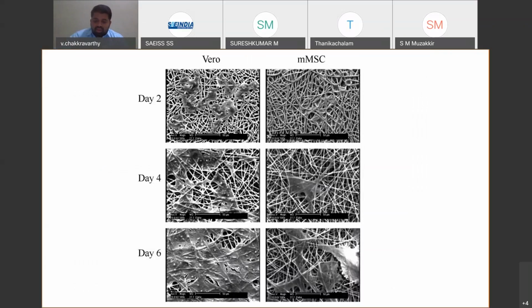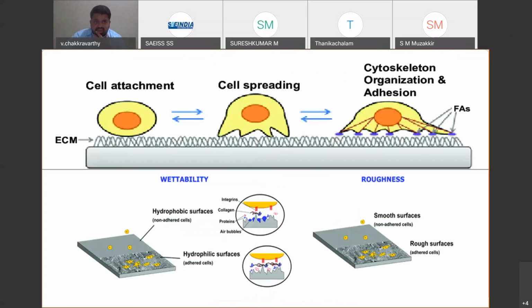So cell proliferation means the growth of human bone cells. That is called cell proliferation. Here we have shown how cells adhere to the implant surface. It is completely based on the surface roughness. If your surface roughness is a little bit higher, the adhesion ability will be much better.